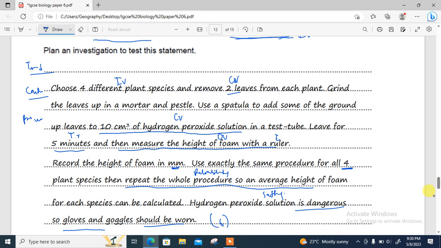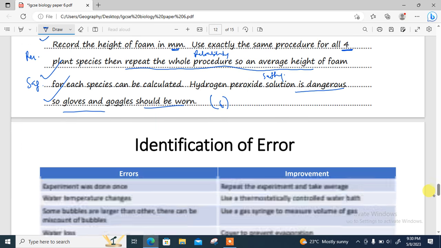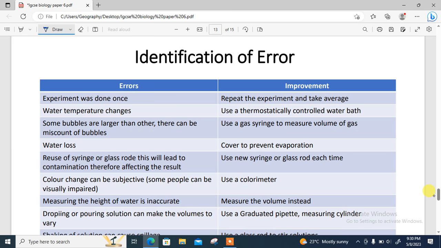Then the next thing after procedure, you can come and write your dependent variable. So you tell us how you measure it and the instrument you use. Then you now come and write reliability, which is always repeat and take average. Then you write your safety. So you see, this is 1 mark, this is 1 mark, this is 1 mark, this is 1 mark, this is 1 mark, this is 1 mark. You definitely get your 6 marks. So next is identification of errors.